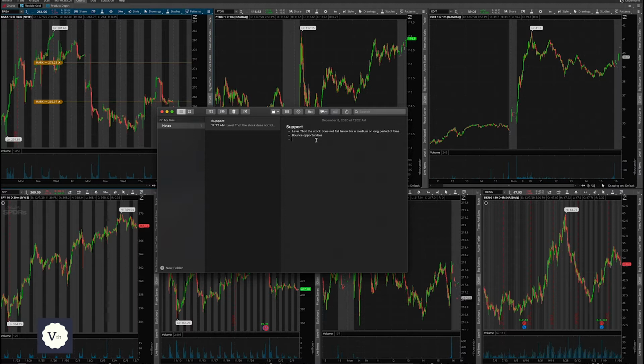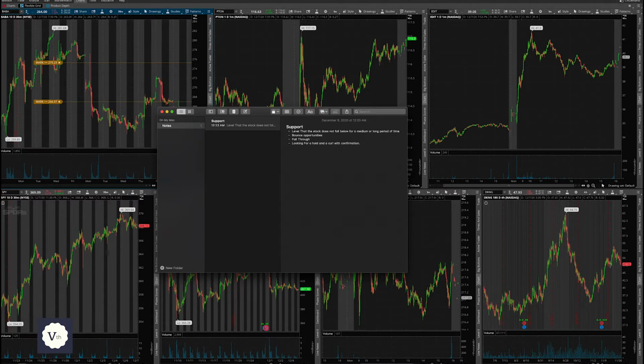We can also see what I call a fall through. That's just saying that whatever that level is, the stock basically falls right through it, which can be a bearish sign. At the support level, you can see a bounce opportunity. It can fall through, but what you're looking for is a hold and a curl with confirmation. All right, that's what you're looking for at the support level.